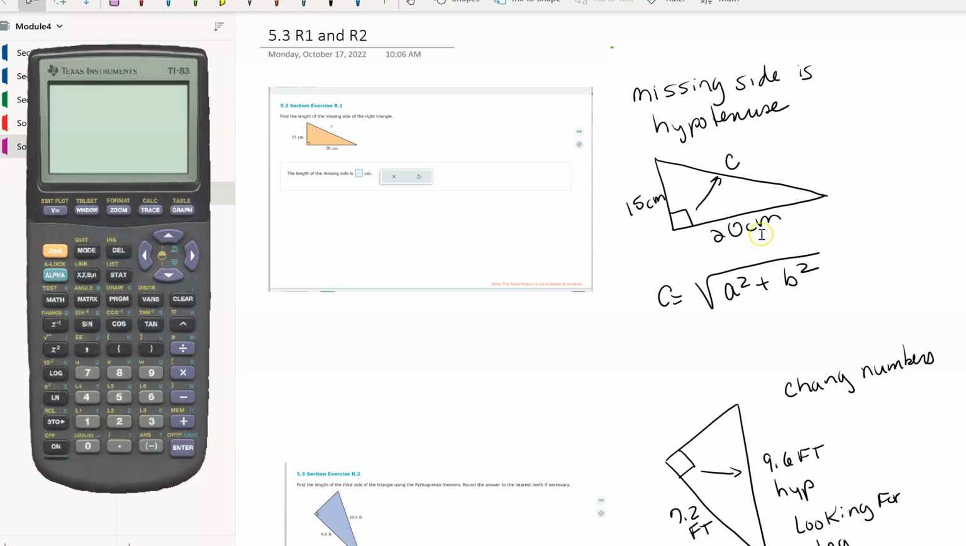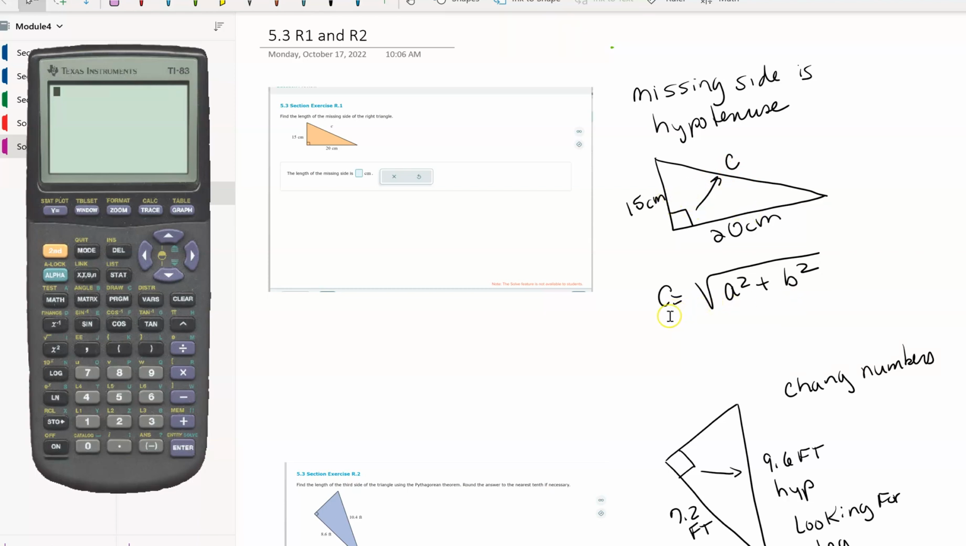The units can be anything. They will be consistent within the problem. So if the legs are centimeters, the hypotenuse is centimeters. In more advanced problems, you could have different units and you'd have to convert them all to be the same. But for this particular class, they are the same.